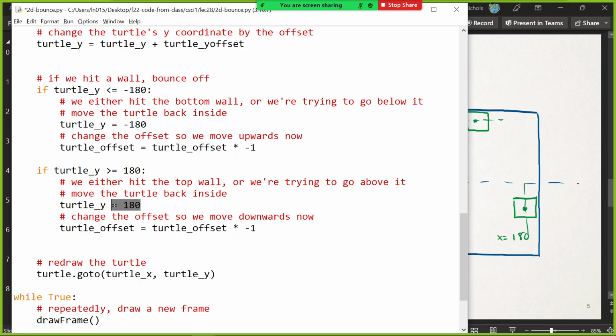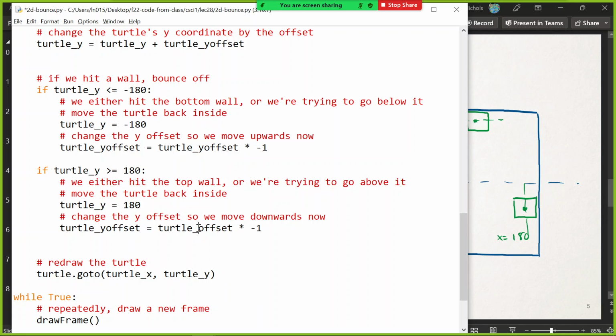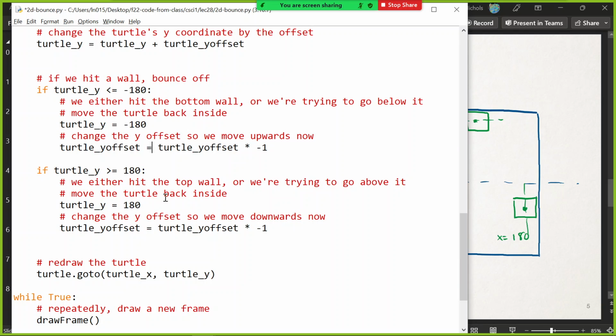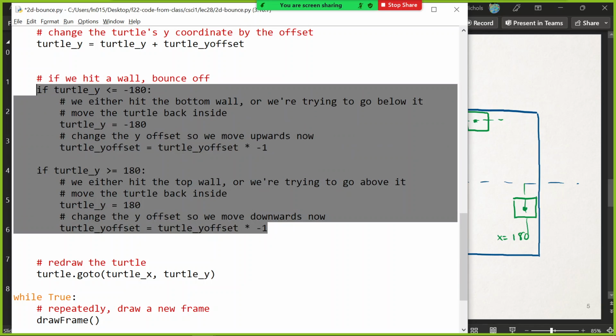So rein the turtle back inside, and then also change the y offset so that we change our direction. So change the y offset so that we move upwards now. Change the y offset so that we move downwards now, regardless of which way we're trying to go with x. So it's the y offset that needs to change. It needs to be the opposite of what it was, the negated form. All right? So that's essentially what we had before. We already dealt with the top and bottom wall. So let's do the same for the side walls.